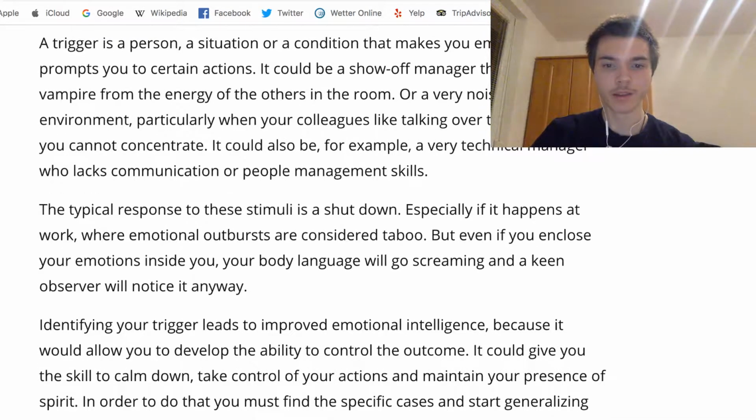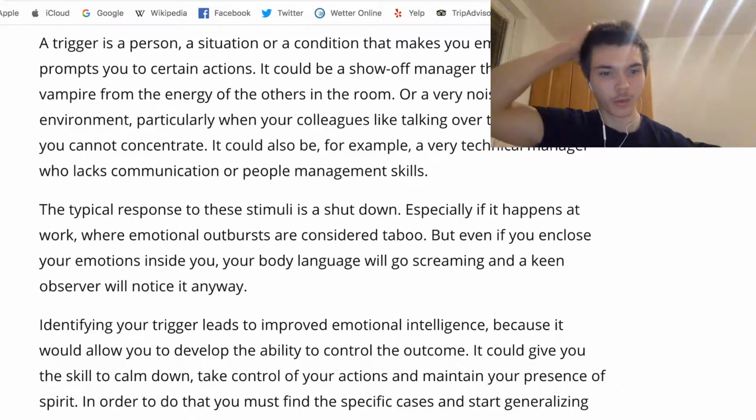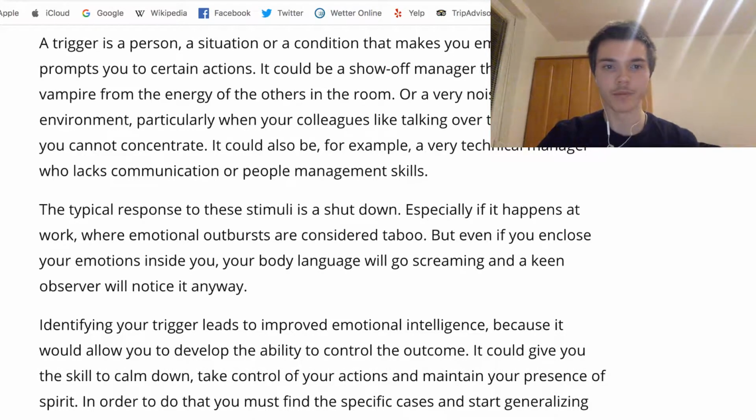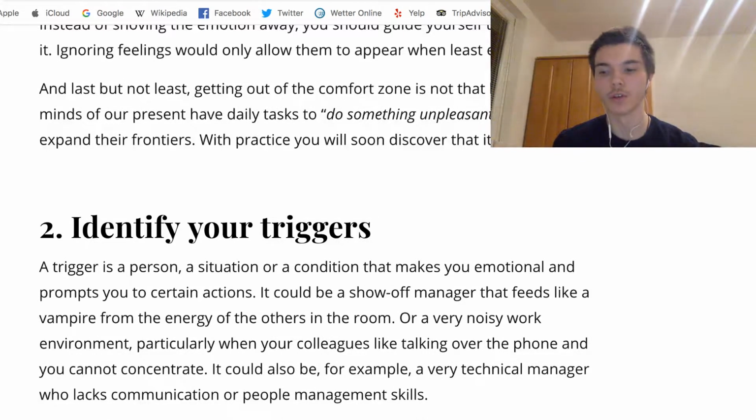Identifying your trigger leads to improved emotional intelligence, because it allows you to develop the ability to control the outcome. It could give you the skill to calm down. If you know what triggers your emotions, and you're going right into this scenario, you can say, I know what is going to happen right now, and I know what I can do against it. I know that it is coming, and it is never as bad. There's nothing worse than getting hit in the face unexpectedly. That's why it is great to know what triggers your emotions.